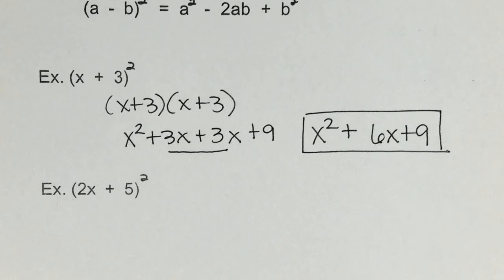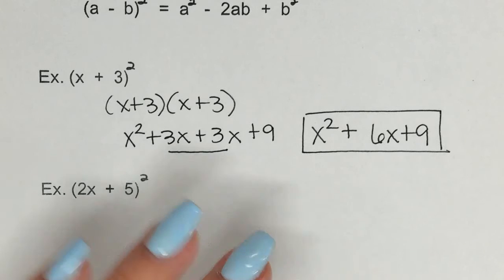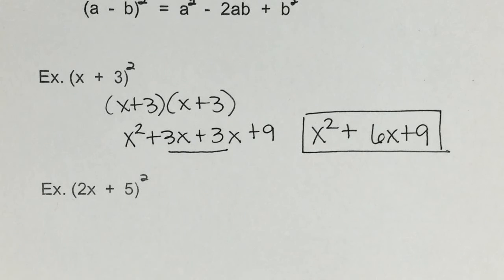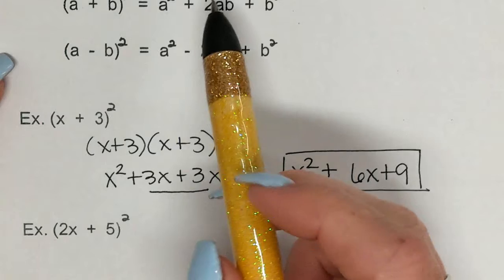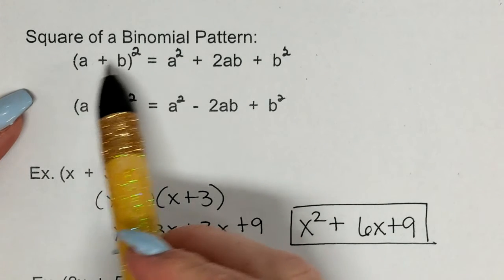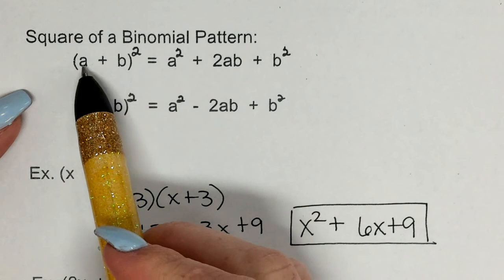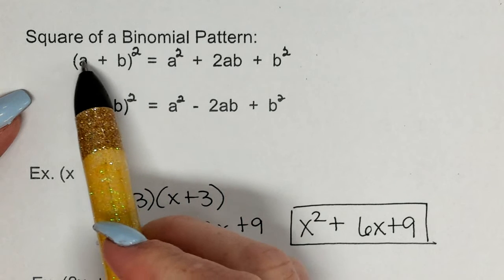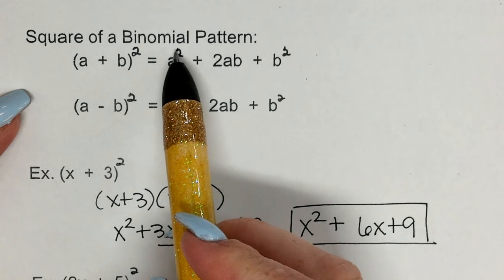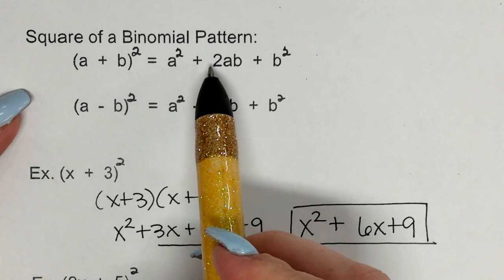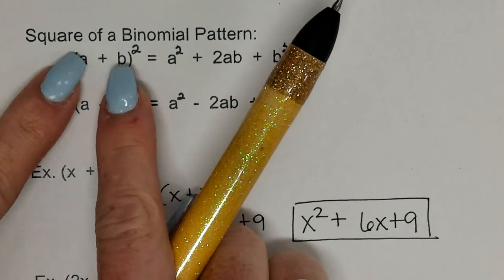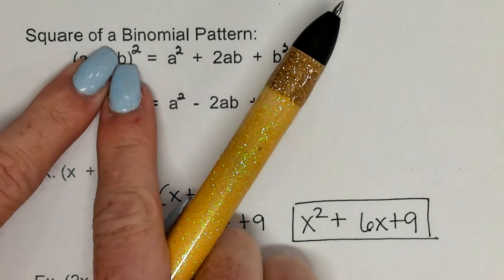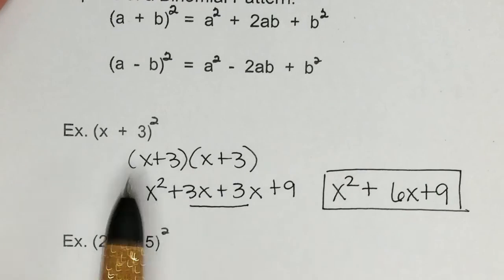Yes? Okay. If you don't want to do FOIL, sometimes you don't have to. There is a pattern when you square something. So if you have a number plus a number, squared, it will always be the first term squared plus 2 times these 2 numbers plus the last one squared. So let's see if that is what happens.